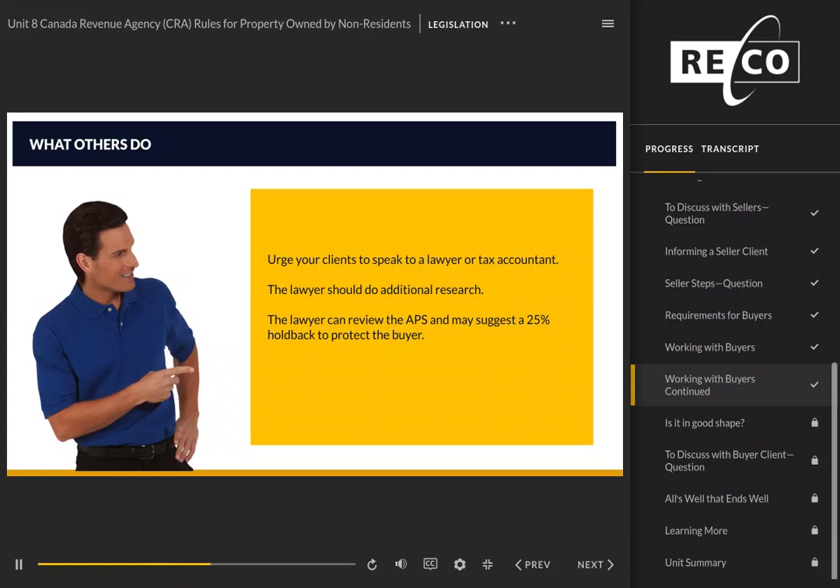They may request to see an opinion or determination from the CRA on the seller's resident status. The lawyer may also suggest requesting a sworn affidavit or declaration from the seller, or taking other steps to document their tax status. Advise your buyer client to also ensure that their lawyer documents all the steps taken to determine the seller's tax status.